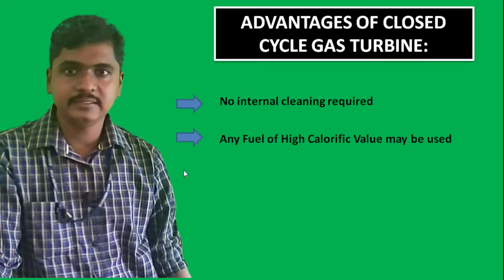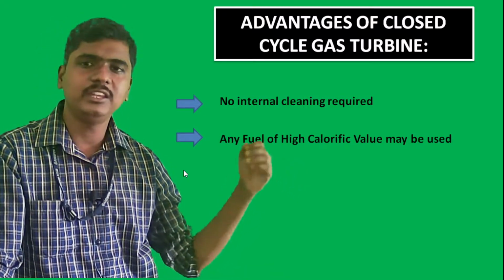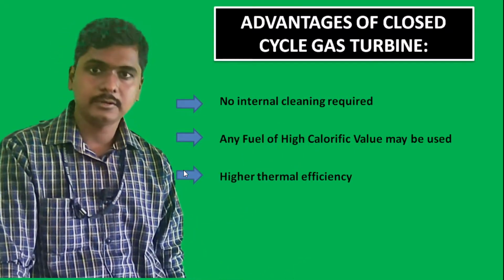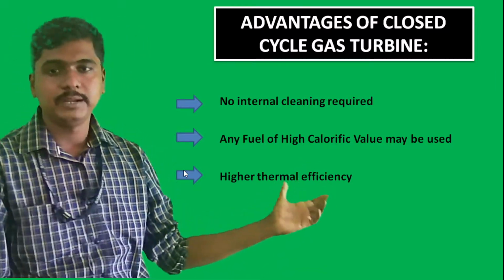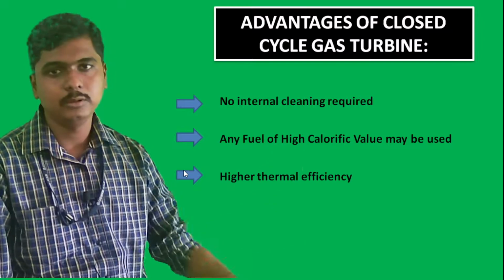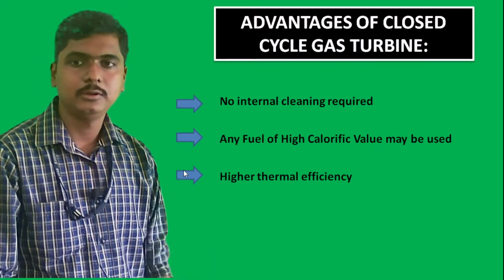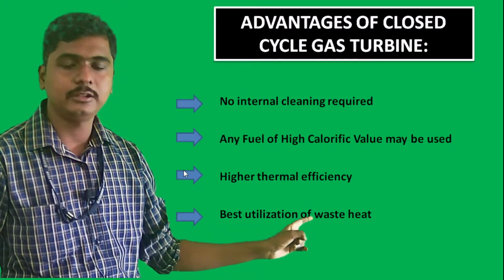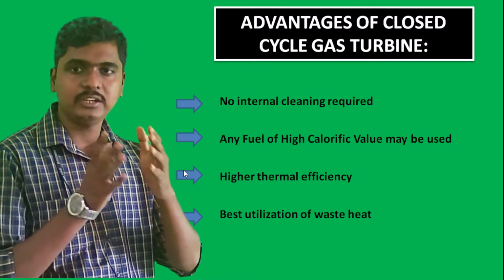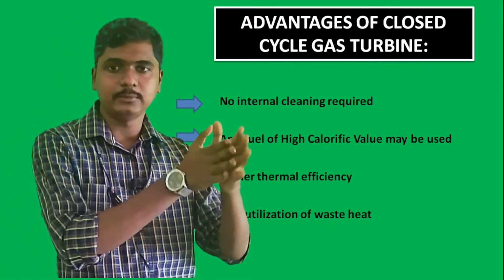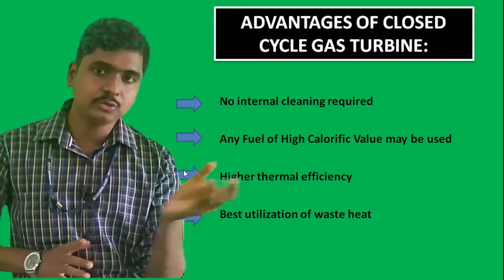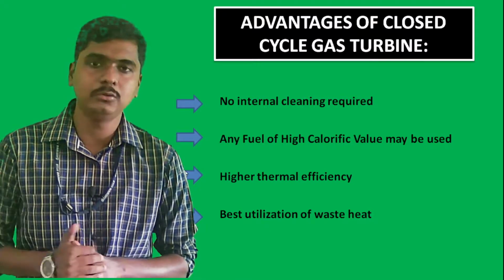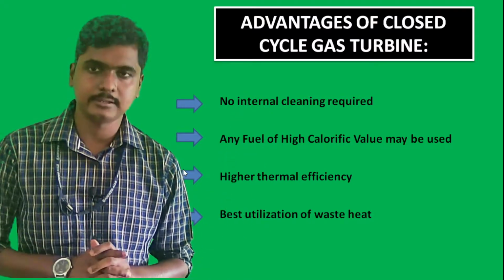That is one point. Next, here you can use any fuel of high calorific value. That is one advantage. I have already told you that better thermal efficiency is obtained in a closed cycle gas turbine as compared to an open cycle gas turbine. And here there is also best utilization of waste heat, because whatever heat we are getting from the turbine output, we are going to utilize by using a heat exchanger. So the best utilization of waste heat can be done in a closed cycle gas turbine.